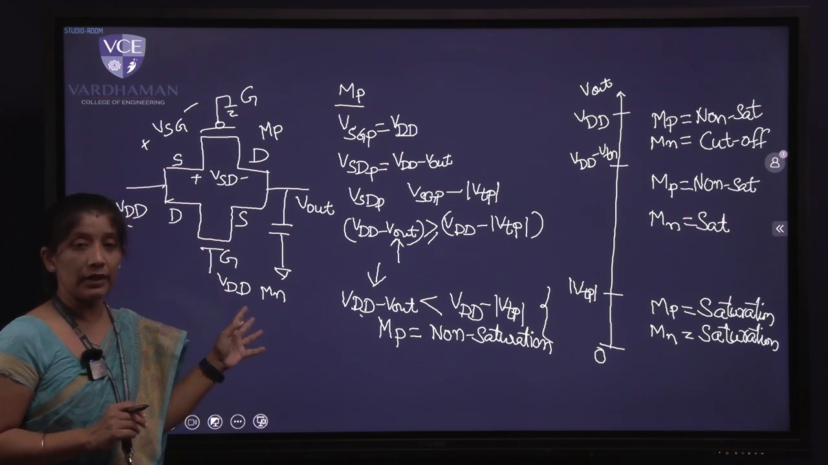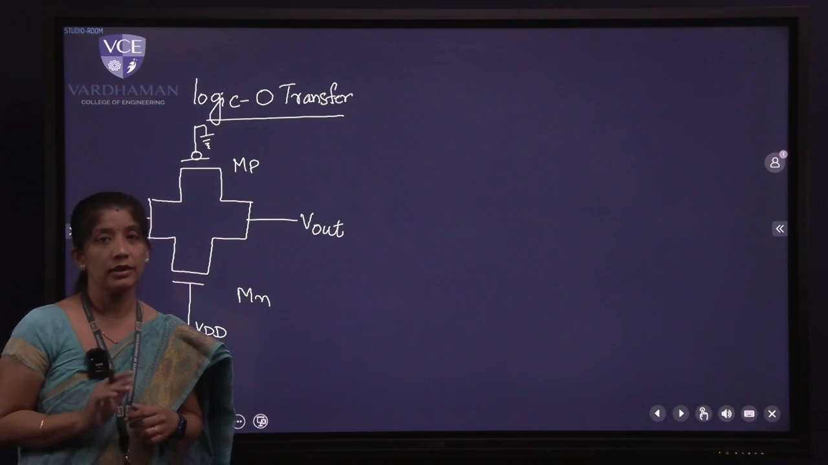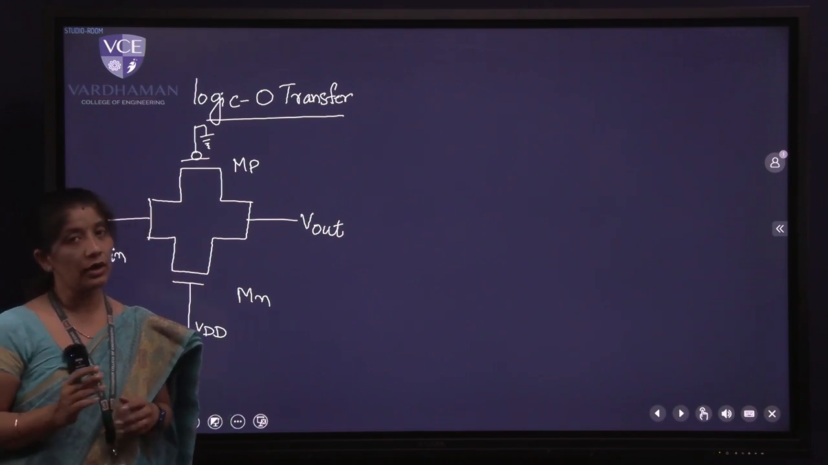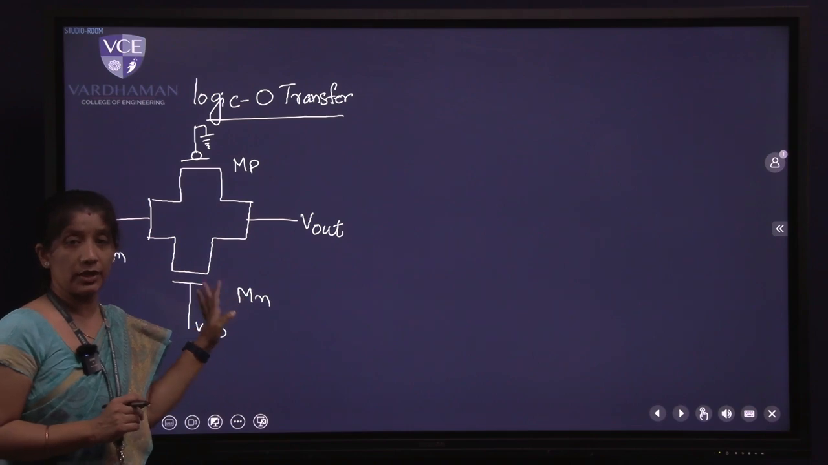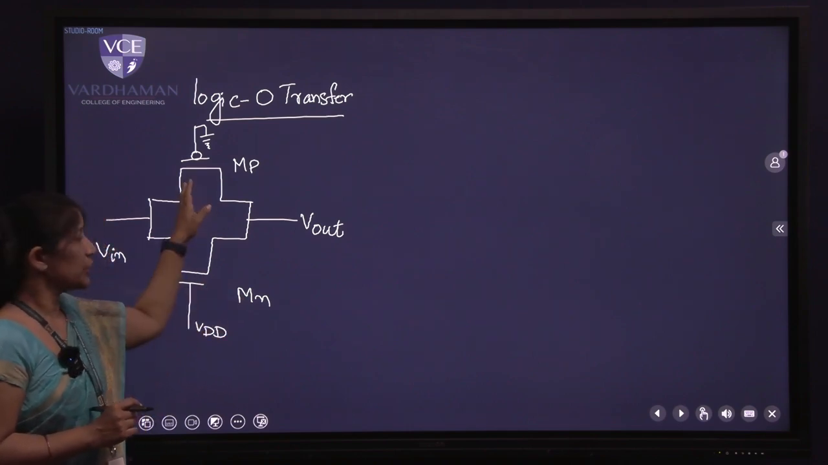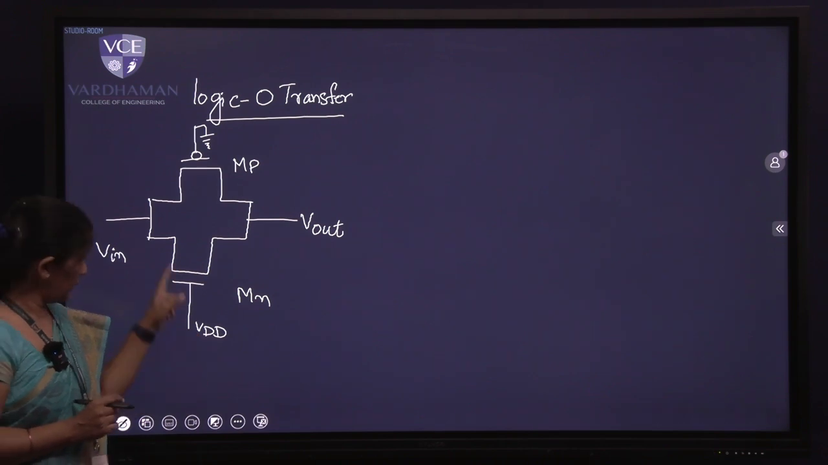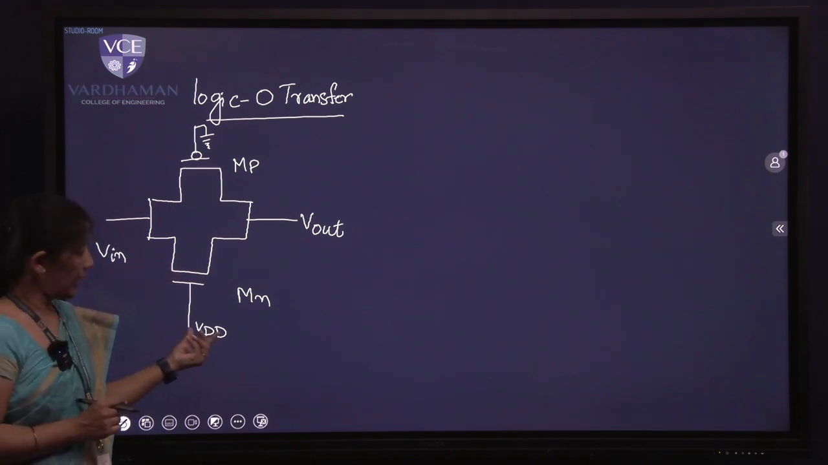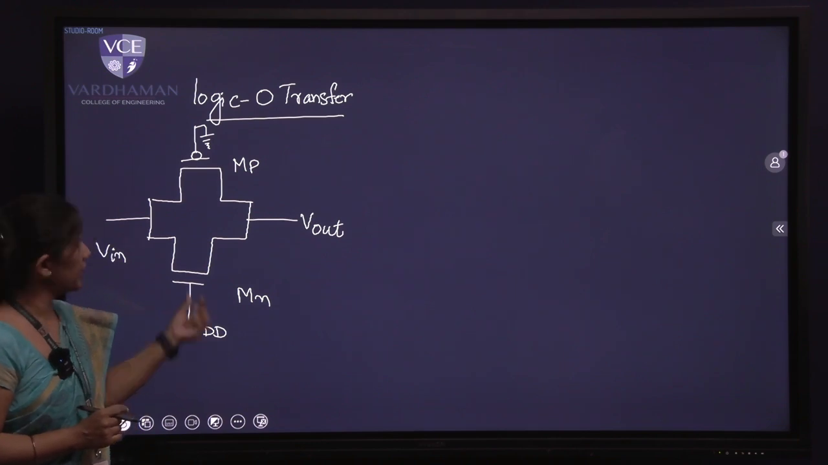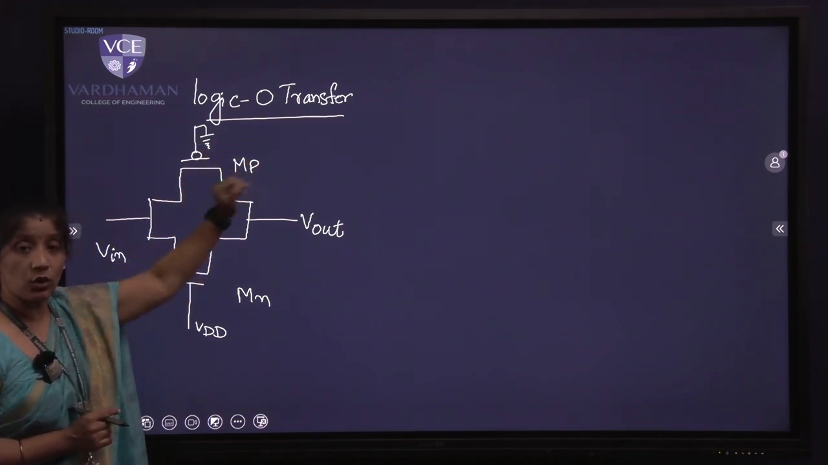Now quite similarly, let us do logic 0 transfer also. Let us see now the logic 0 transfer across the transmission gate. I have just redrawn the transmission gate here for you to understand. So it's a similar PMOS transistor on top, NMOS at the bottom, and they are in parallel. Because NMOS has to turn on, the gate of NMOS is connected to VDD and the gate of PMOS is connected to 0. It is logic 0 transfer.